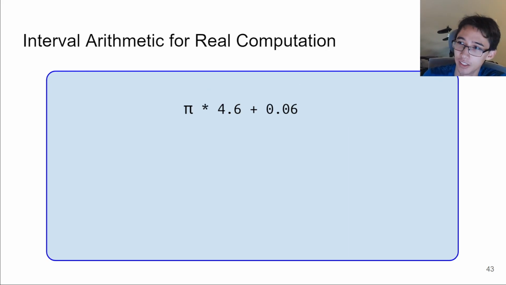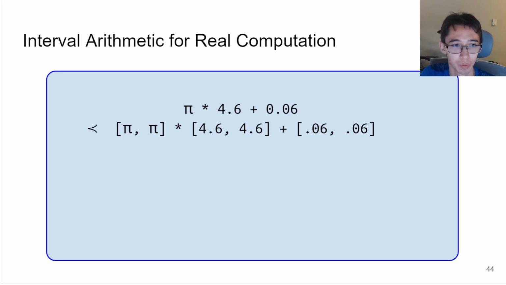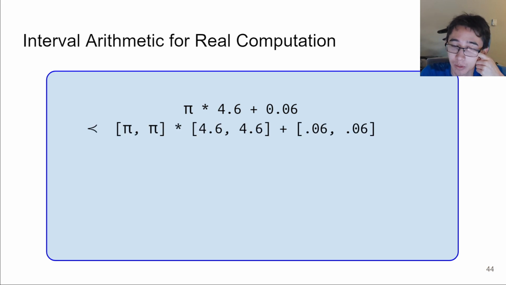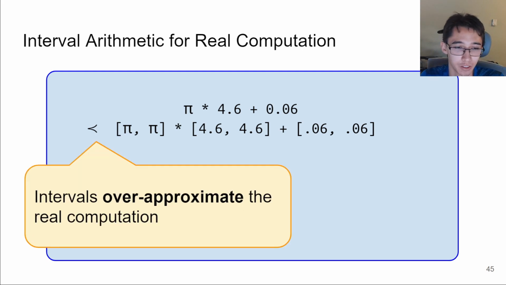So using that idea, we may be inspired to use interval arithmetic for real computation. So here's an expression: pi times 4.6 times 0.06. And remember, before we couldn't calculate this because pi is irrational. So let's try to do it using intervals. Let's substitute all the numbers into intervals first. And I've written right here that the intervals will over-approximate the real computation.